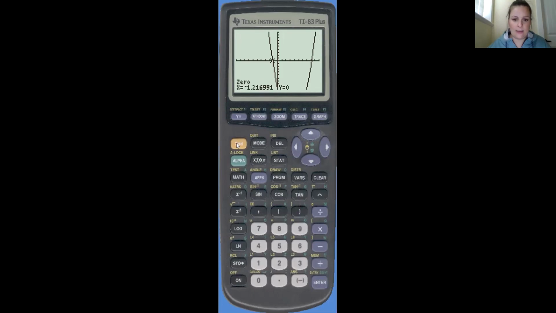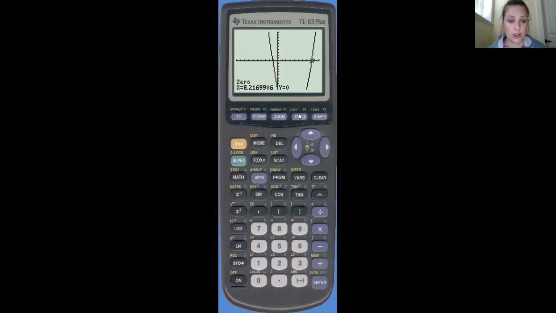So I would write that down as my first answer. And then I'm going to do the same thing to find my second one. I'm not even going to worry about clearing my screen. I'm just going to go right to second function trace again to get that calculate menu again. I'm going to hit number 2. Again, and this time I'm going to go all the way down and around. There we go. Eventually it comes back around. Here's my left bound. Here's my right bound. We'll hit enter for guess. And there it goes. It tells me my second one is at 8.2169906.